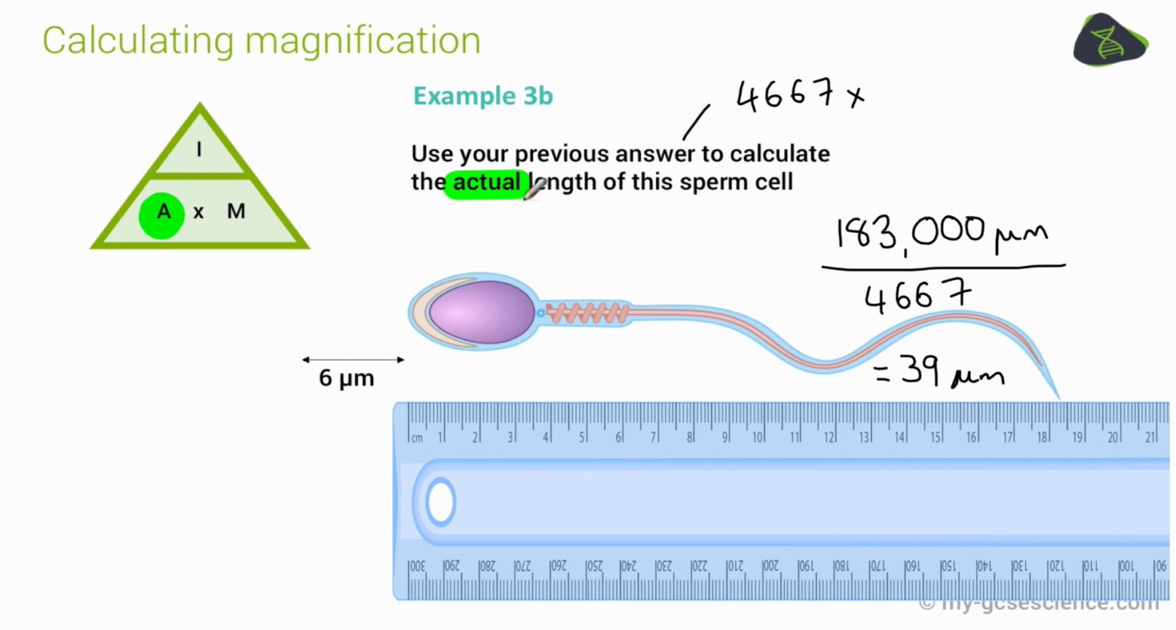So you might actually get a question that goes straight to asking you this: calculate the actual length of this sperm cell, and they'll give you a scale bar, and you might find you get a bit stuck, but remember that scale bar is there for a reason. You could measure that scale bar using your ruler, divide the image length by the actual length to work out the magnification factor, and then you're on the home run really, because you've got everything you need to calculate the actual length of that sperm cell.